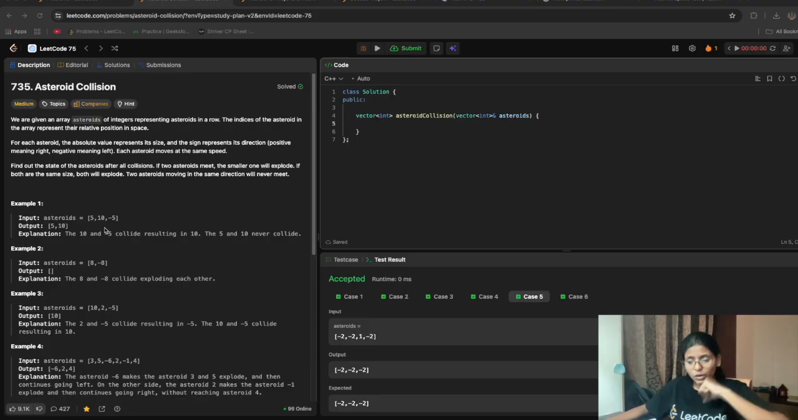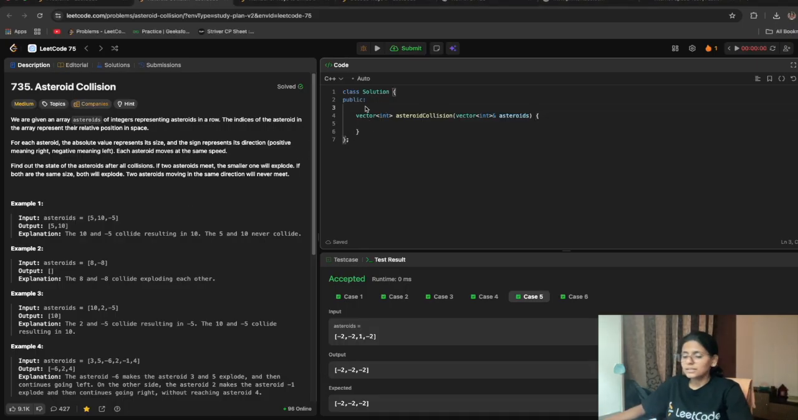So what they expect us to do is find which asteroids will survive in that array, and which asteroids will collide. We don't have to return which asteroid got destroyed, but after the collisions occurred, the asteroids which survived, that array we have to return. And yeah, we'll see through the examples and the intuition also.